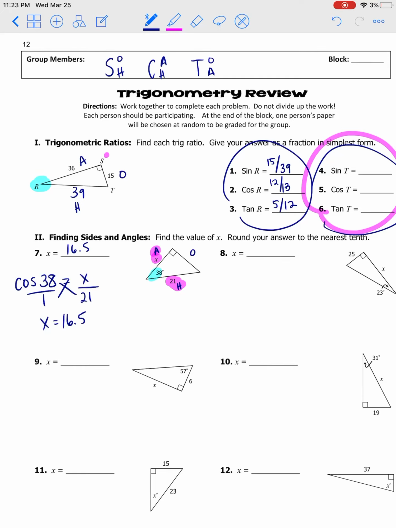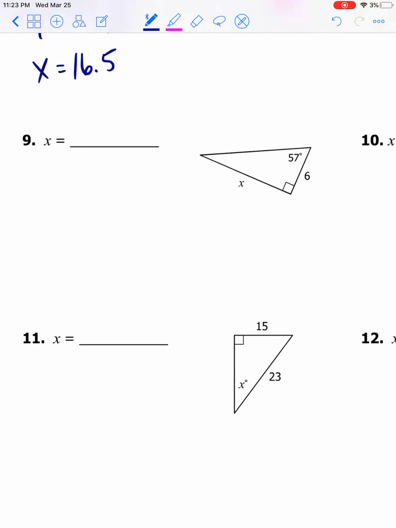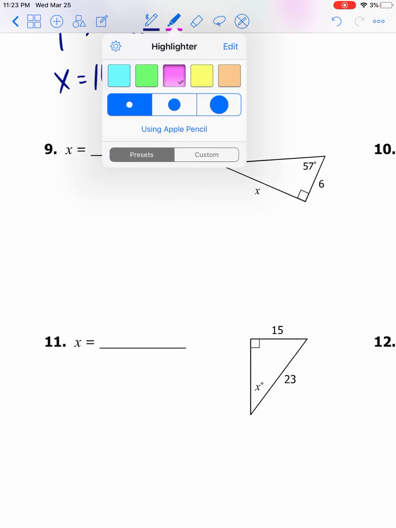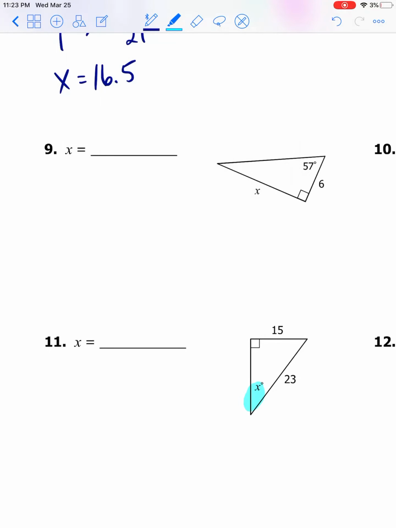Let's try one where we are finding the angle measurement. Same general process though. You highlight the angle of interest. You identify what all of the sides are. So 23 is the hypotenuse because it's across from our right angle. 15 is opposite. And this side that's not relevant to us is adjacent. But these are the relevant sides.